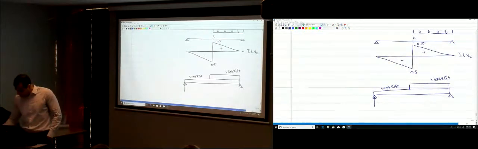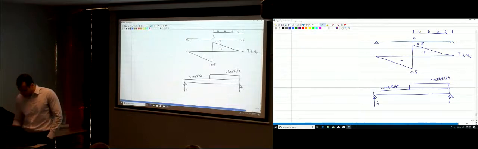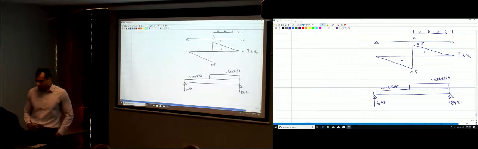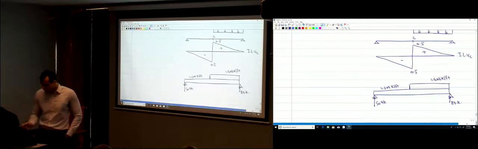So this is a structural analysis problem. I'm not going to go through it. You should be an expert in solving a beam like this. The reaction here is going to be 50.4 K, and the reaction here is going to be 84 K. Okay? So the shear right in the middle of the beam, okay?